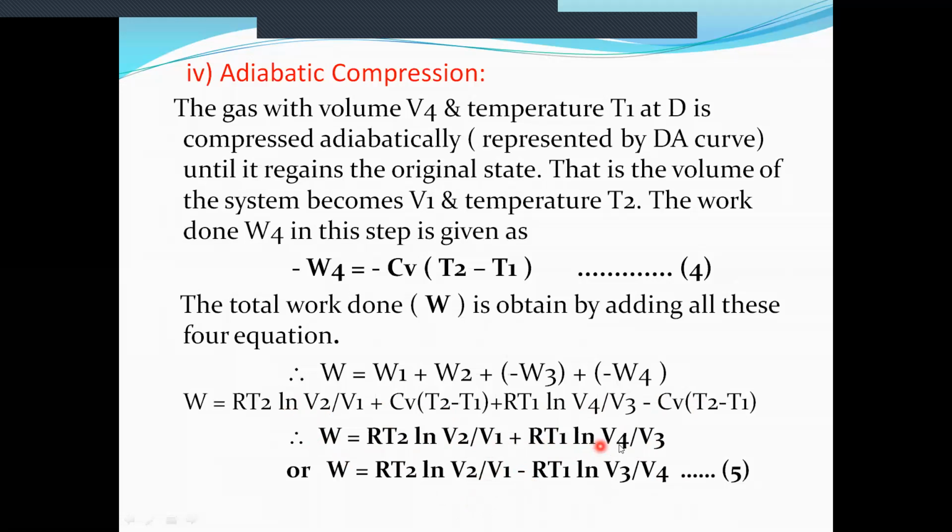Now ln of V4/V3, we have to change this. That is, we have to write V3/V4. Then what do we have to do here? We have to take the minus sign. Understand? Here is the plus, so we have taken V4/V3, but we have to write V3/V4. So here we have to take minus. That is, log M minus log N is equal to log of M/N. This formula is used here. So we can take here minus RT1 ln V3/V4. We call this equation number 5.